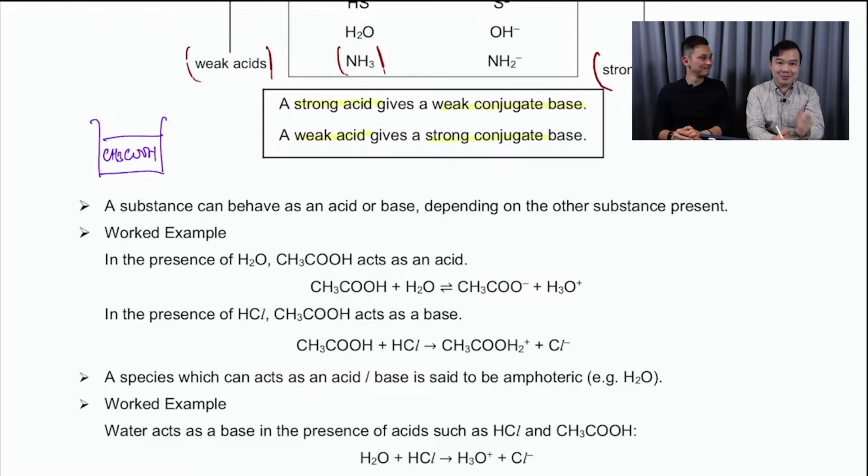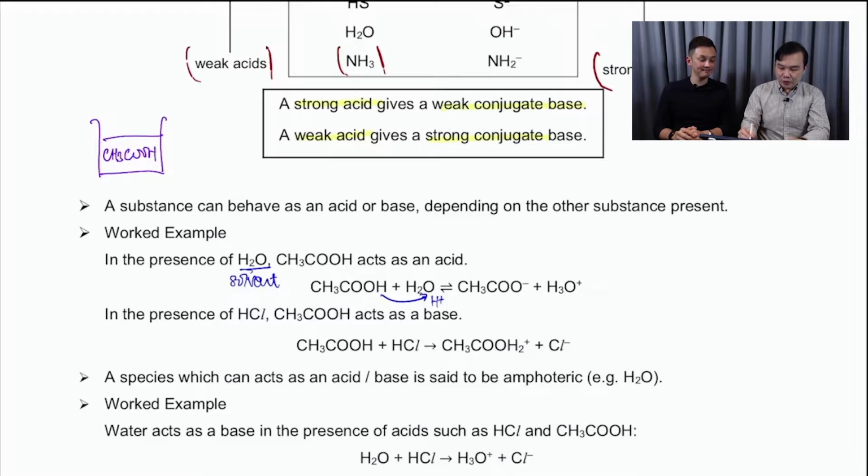It depends on the substance that you couple ethanoic acid with. If I couple it with water, as you see in this example, water is what we call a solvent. William, do you remember what a solvent is? Yes, a solvent dissolves the solute. So in this case, ethanoic acid would act as an acid. In this equation, ethanoic acid is going to donate a H plus to H2O. As a result, you get the ethanoate ion as well as H3O plus.